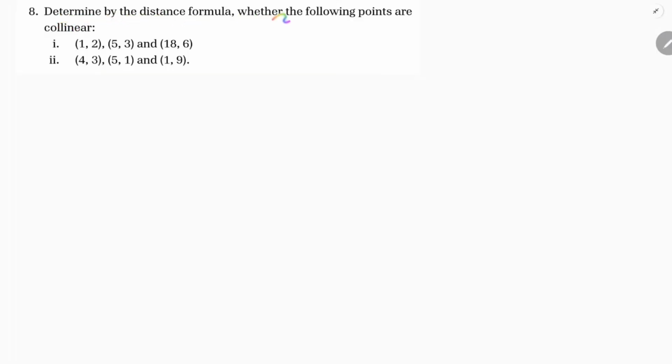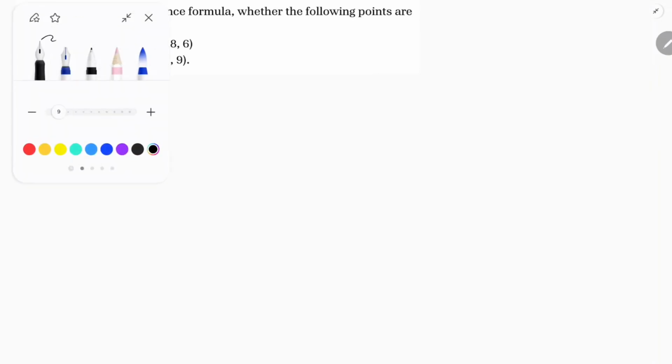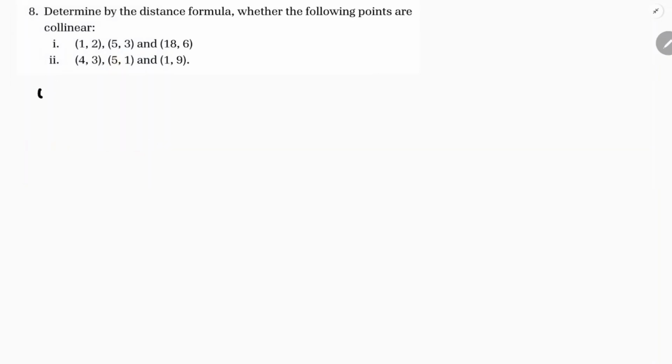Determine by the distance formula whether the following points are collinear. So here I'll take the first question. The first one, that is 1, 2, 5, 3, 18, 6. So I'll consider it as A, B and C.